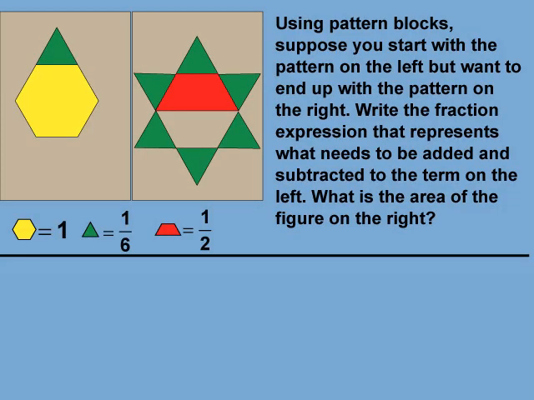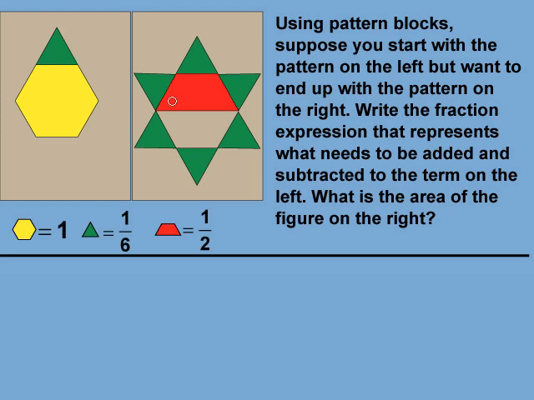Using pattern blocks, suppose you start with the pattern on the left, but want to end up with the pattern on the right. Write the fraction expression that represents what needs to be added and subtracted to the term on the left. What is the area of the figure on the right? On the left, we have a yellow hexagon which represents 1, and a green triangle which represents 1/6.